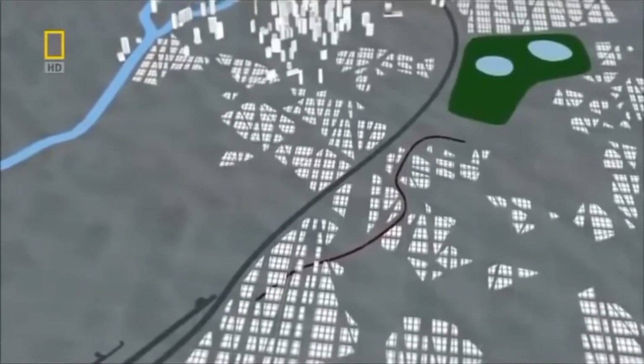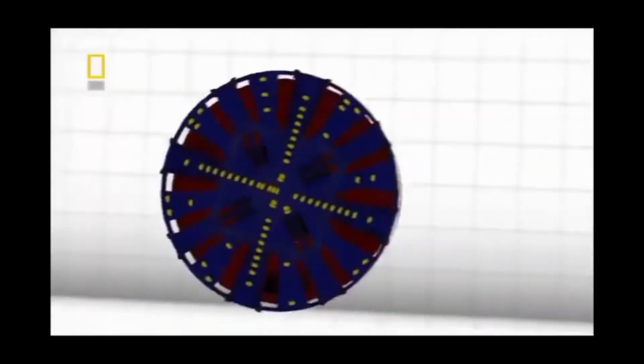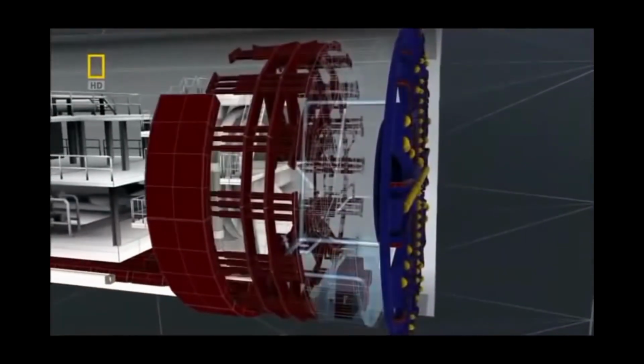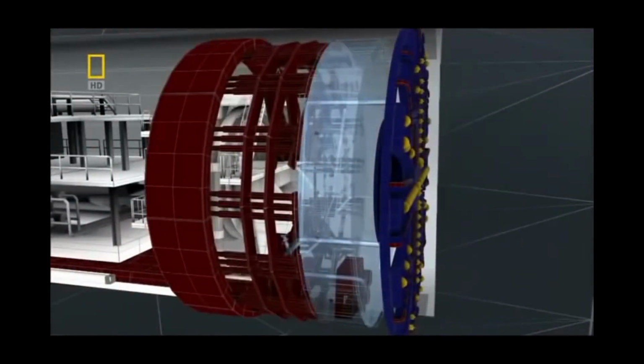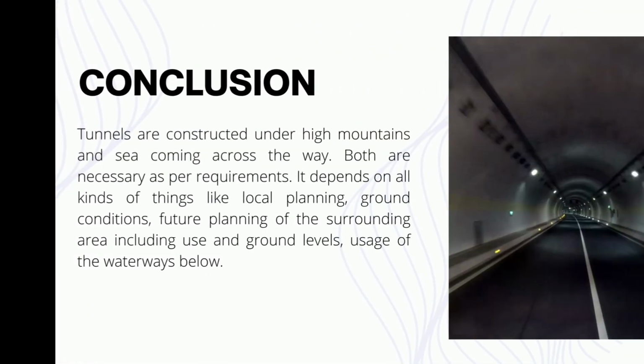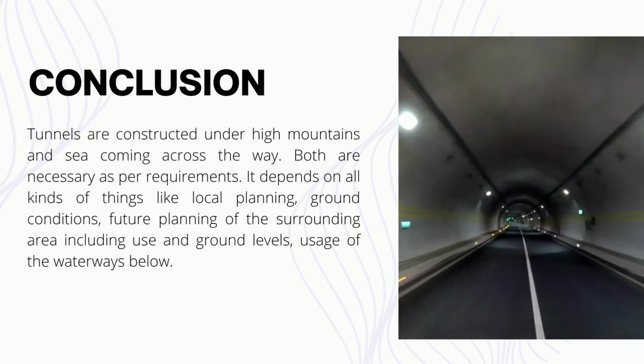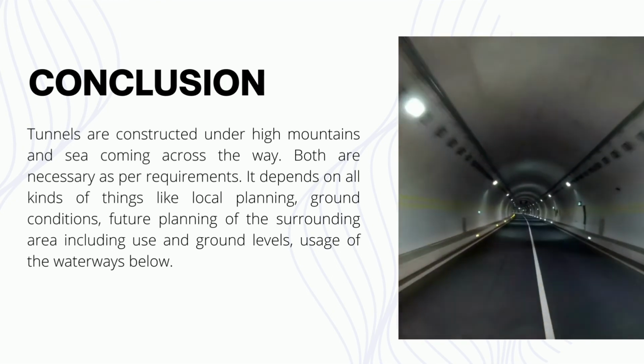Even though the Smart Tunnel is built in a congested place, its strength has been examined and the tunnel will not be impacted by earthquake or tremors because it was built below and in a circular shape that can bear forces from any direction. In conclusion, tunnels are constructed under high mountains and sea coming across the way. Both are necessary as per requirements.